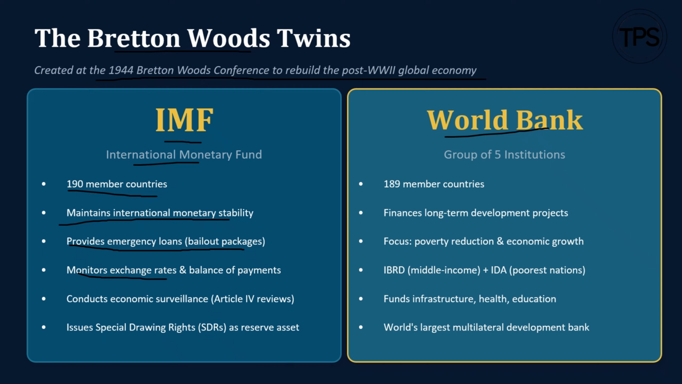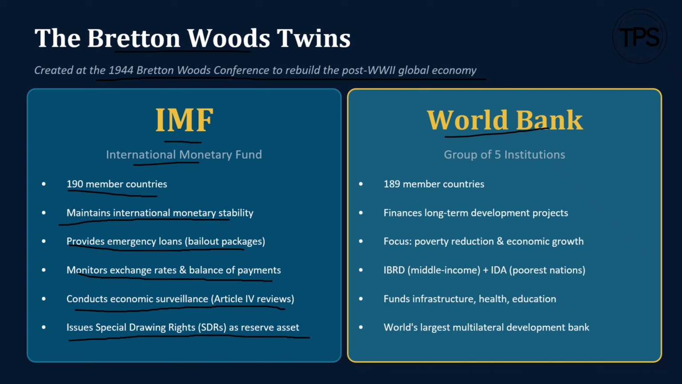Now, monetary exchange rates and balance of payment, conduct economic surveillance, Article 4 review. Now, issue special drawing rights as reserve assets. So basically, the role of IMF is to give assistance of monetary base to each of its member countries and provide different types of services to them.